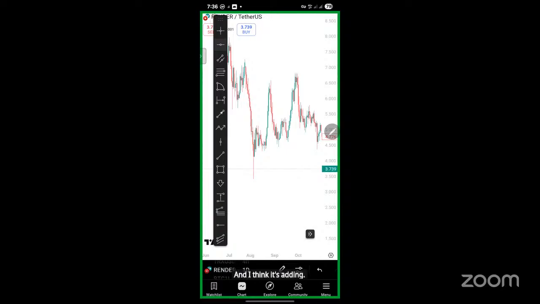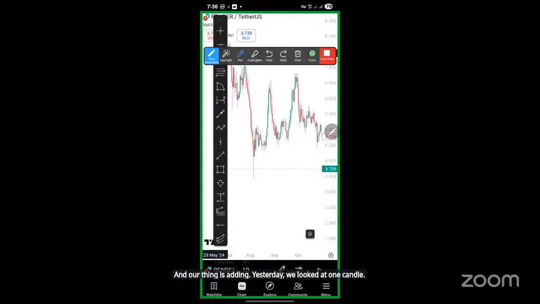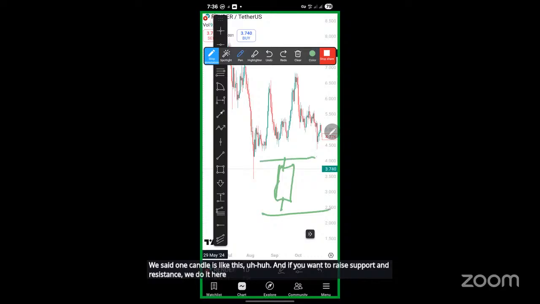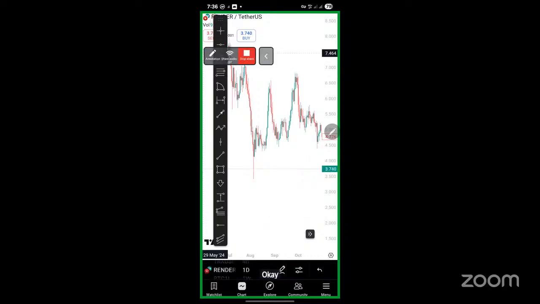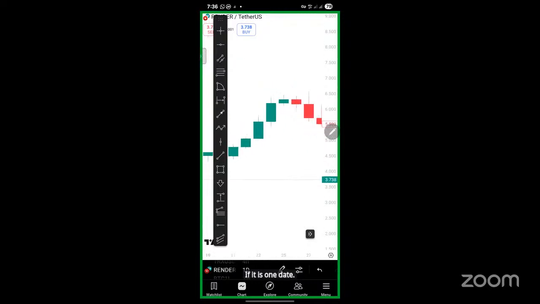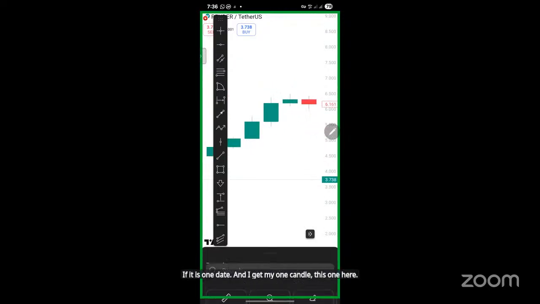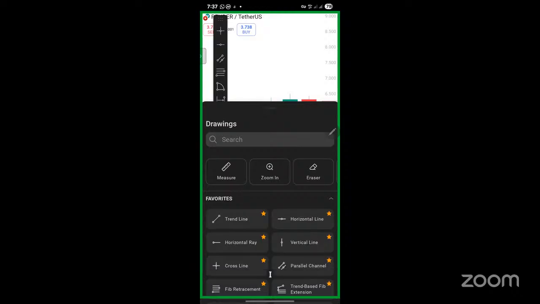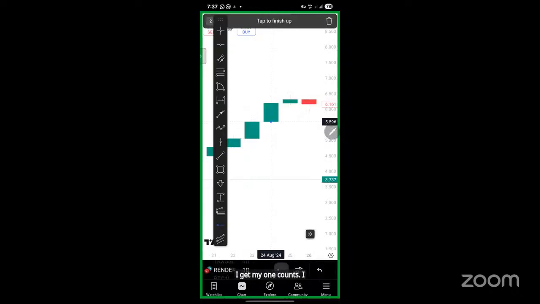Yesterday, we looked at one candle. We said one candle is like this. And if we want to do support and resistance, we do it here and here. For example, if it is one day, I get my one candle, I draw here. I get another candle, I draw here. That is my one candle. I've drawn support and resistance.